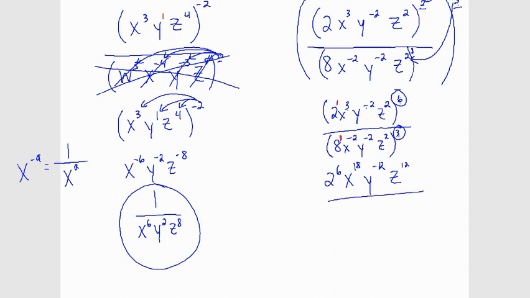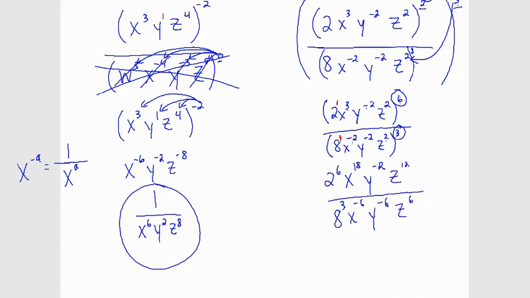1 times 3, we're on to the denominator now, so that's 8 cubed. Negative 2 times 3 is x to the negative 6th. Negative 2 times 3, that's y to the negative 6th. And then 2 times 3 is z to the positive 6.